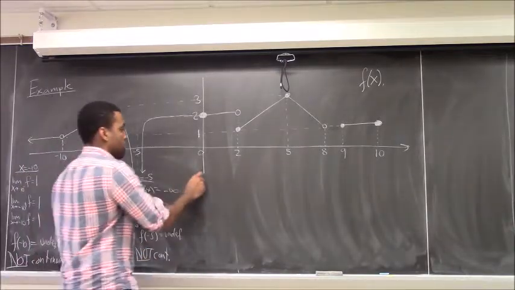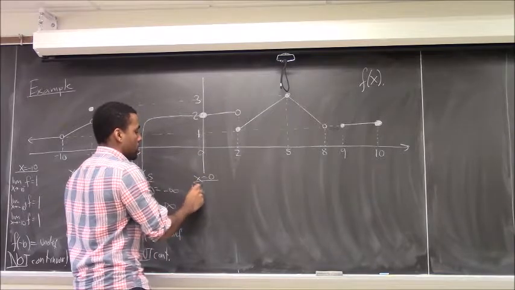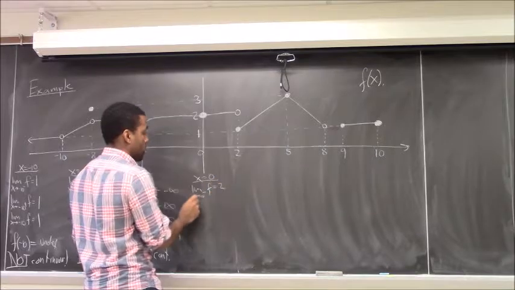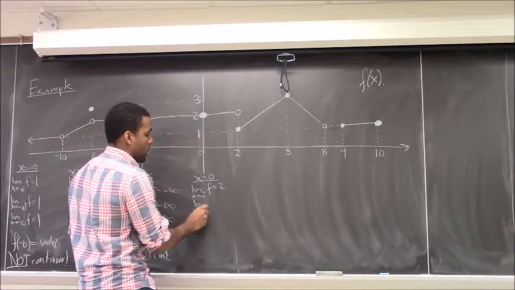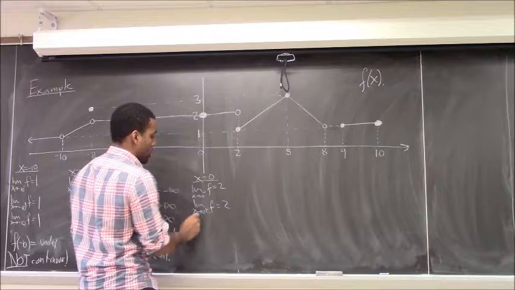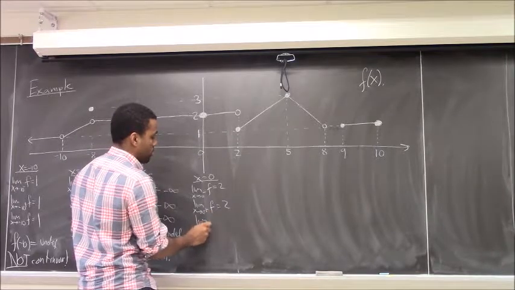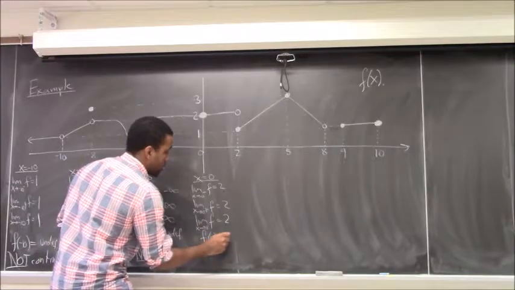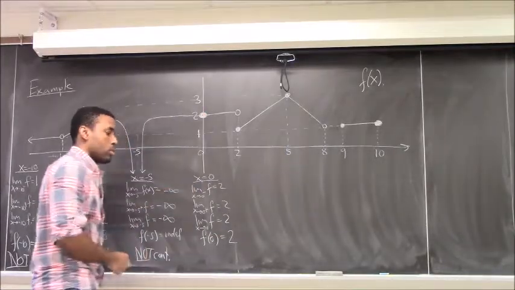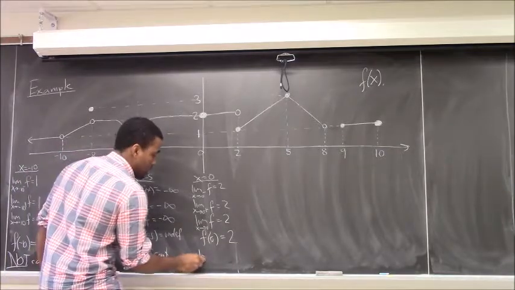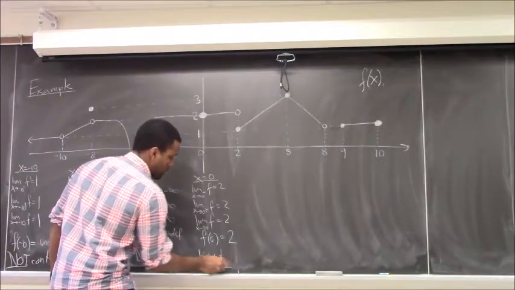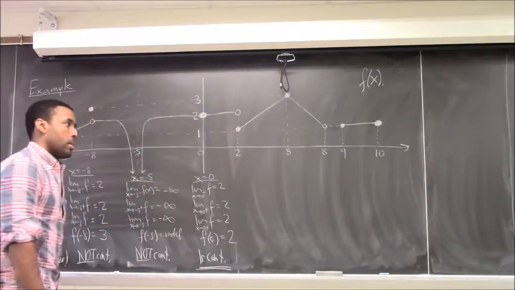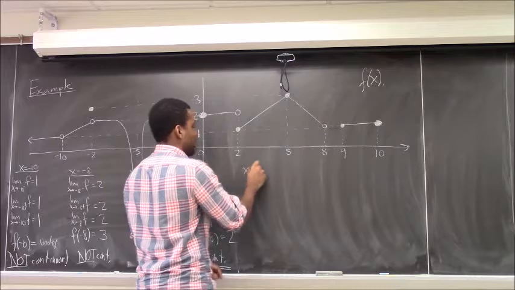We can talk about it at x equals 0. The limit as x approaches 0 from the left of our function is 2. The limit as x approaches 0 from the right of our function is 2, which means that the limit as x approaches 0 of our function is 2. And if I look at f of 0, that actually gives me the number 2 as well. So here it is continuous. I can draw my pencil through without lifting it up.